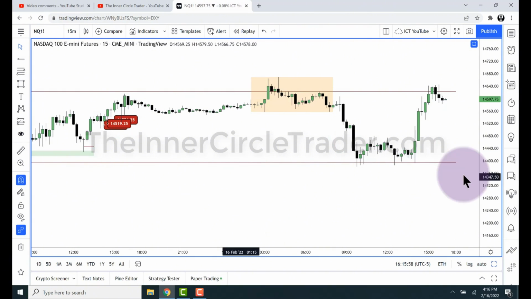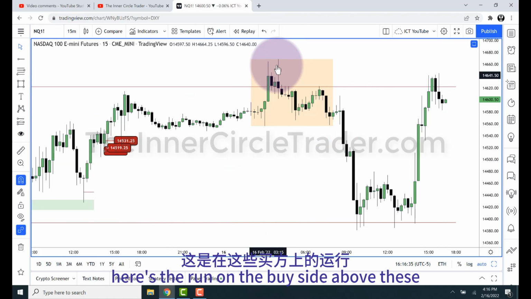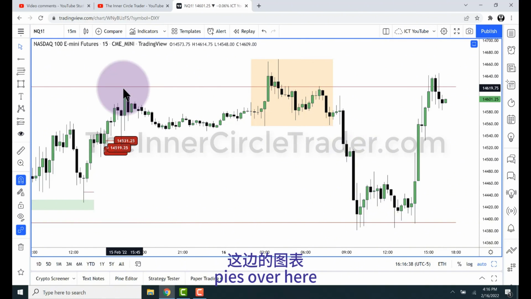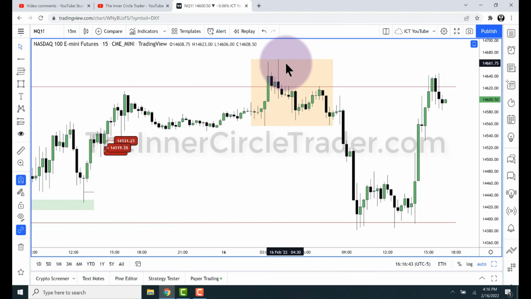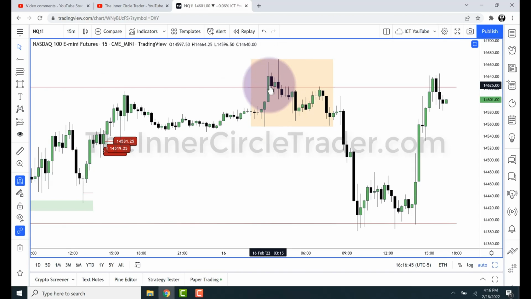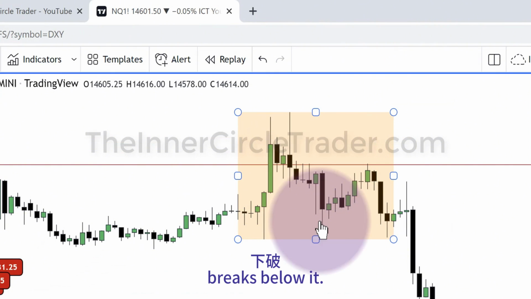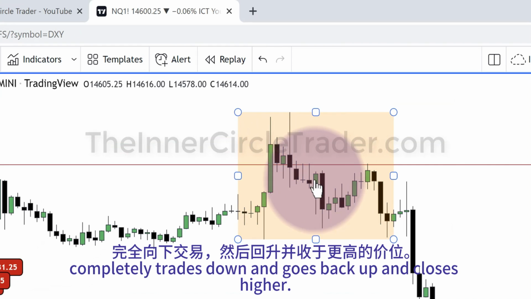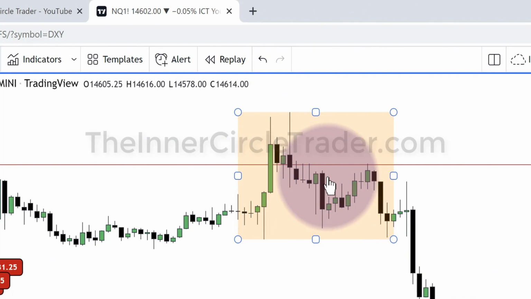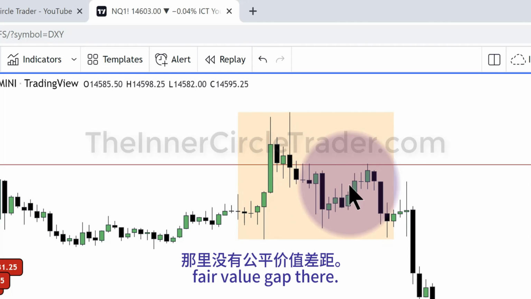the 15-minute time frame. All right, see inside this area here? Here's the run on the buy side above these highs over here and outside the range of the imbalance on the daily chart. So in errant price action, it rallies higher. Then it has this short-term swing low, breaks below it, but is there an imbalance in here? No. Look at this candle's wick or tail. It completely trades down and goes back up and closes higher. The next candle, big down. Okay, so this is not returning up into a 15-minute time frame fair value gap. There's no 15-minute time frame fair value gap there.